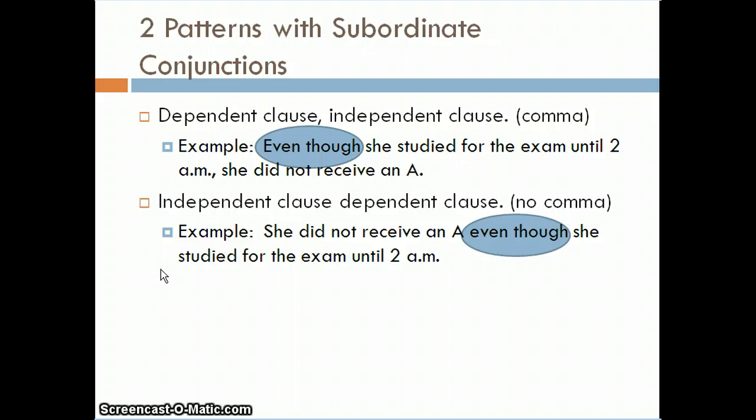So essentially, when we're writing a complex sentence with a subordinating conjunction, the order of the clauses is what tells us whether we need to use a comma or not. If the dependent clause comes first, we use a comma. If the independent clause comes before the dependent clause, then we do not need to use a comma.